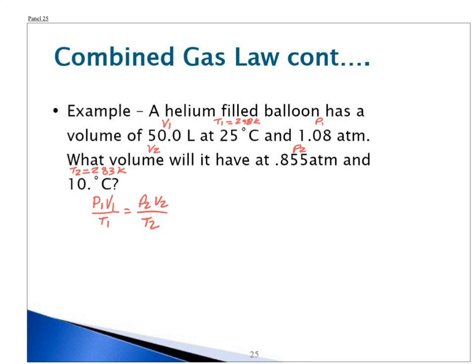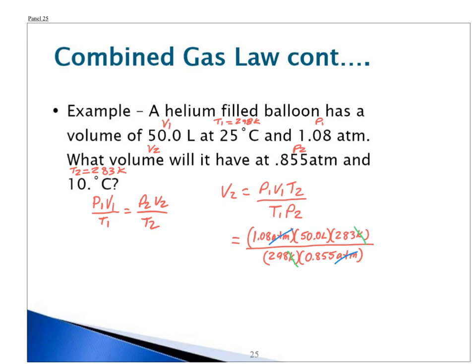We're going to isolate the variable that we're looking for, namely V2. We're going to put P2 and T2 over on the other side. It's going to be messy, but it's going to be pretty straightforward. A quick double check shows that atmospheres cancels out top and bottom, Kelvin cancels out top and bottom, leaving us with just units of liters, which is appropriate for a volume.